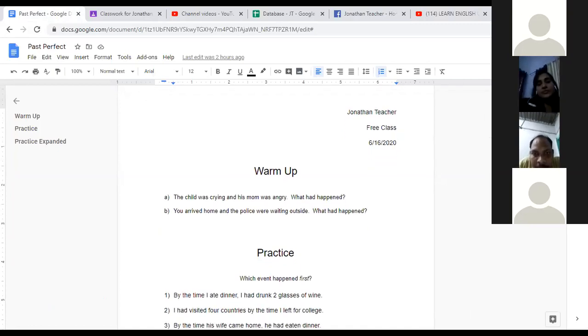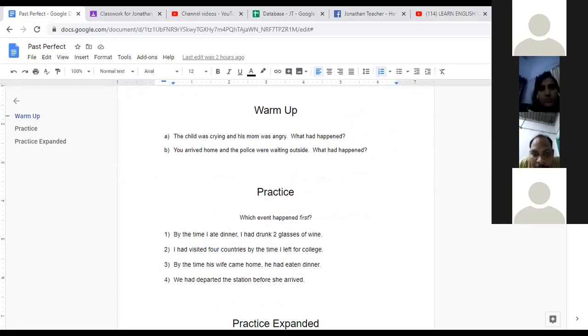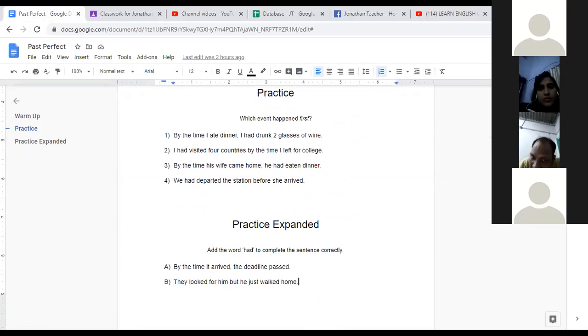I'm going to skip the warm-up for right now because I want to do it at the end. I changed my mind. But let's just start with this practice here. Let's look at these four sentences. Practice which event happened first.